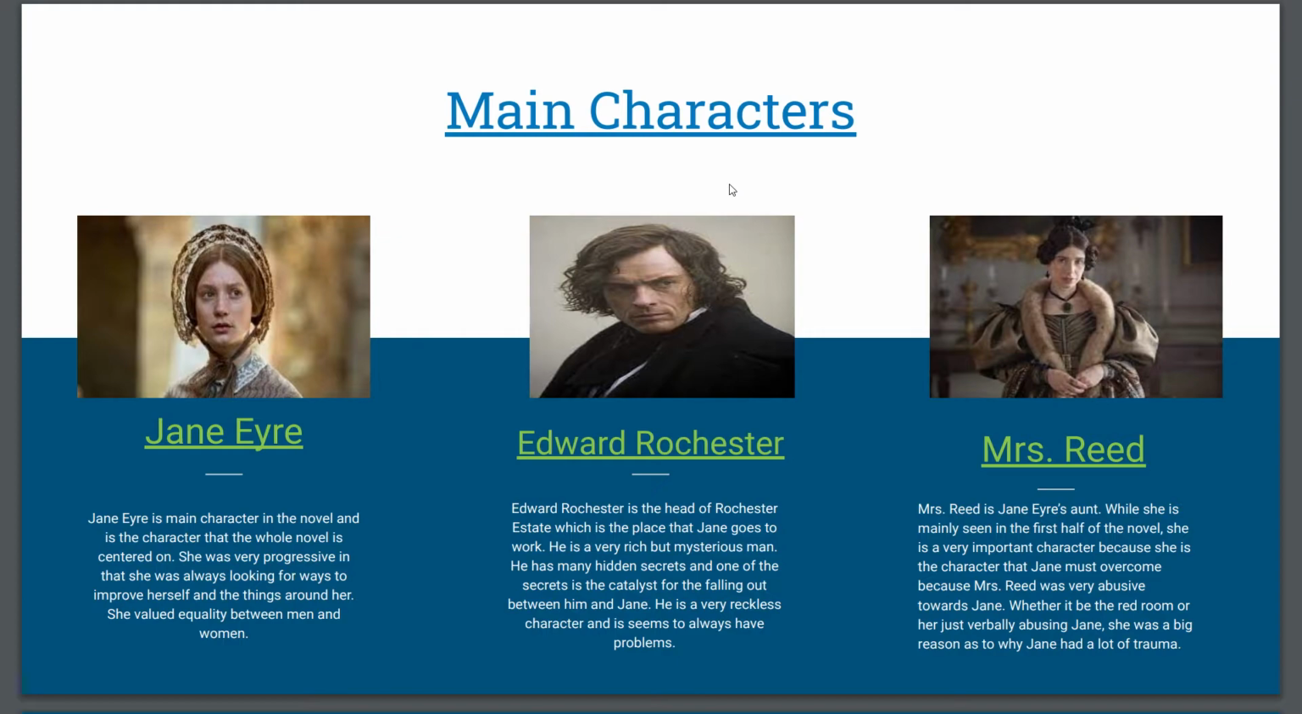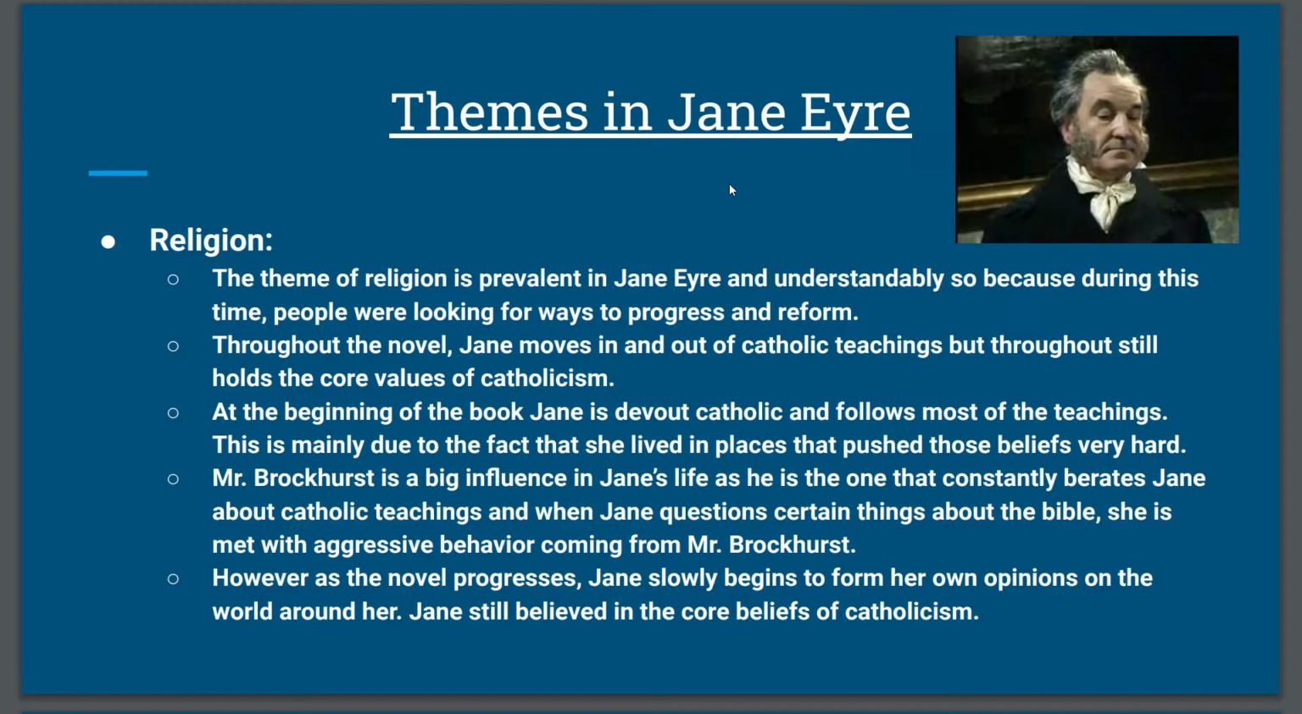Another character is Mrs. Reed. Mrs. Reed is Jane Eyre's aunt, and she was very abusive towards Jane, but for a very weird reason. It's because Mrs. Reed saw that Mr. Reed, Jane's uncle, liked Jane more than her actual children, and this caused her to become very abusive towards Jane. Whether it be the Red Room or her just verbally abusing Jane, she was a big reason as to why Jane had a lot of trauma growing up.